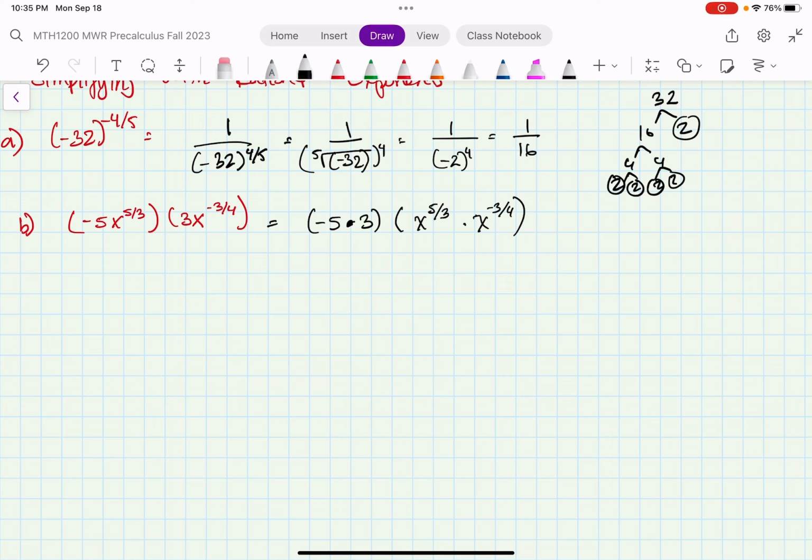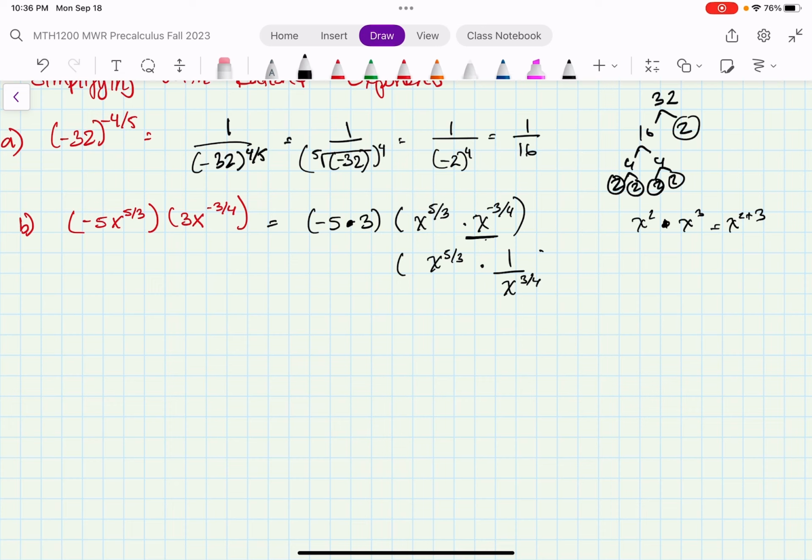You could do the addition right here, because we know that x squared times x to the 3rd is equal to x to the 2 plus 3. So when you multiply variables with exponents, you add the exponents. In this case, you could do that. But one of the things that I want you to notice is that if we were to change this second term to a positive exponent, it would look like x to the 5/3 times 1 over x to the 3/4.